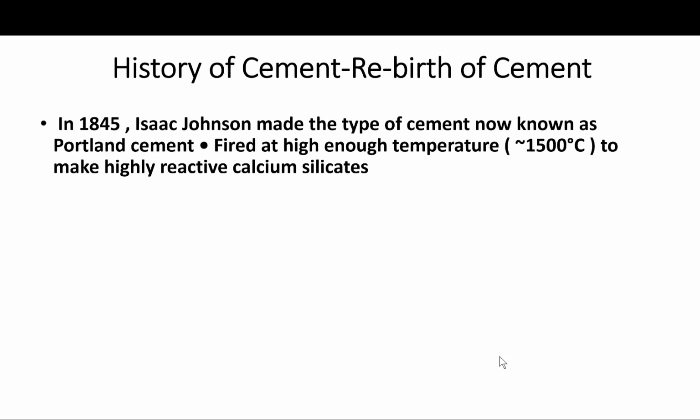In 1845, Isaac Johnson made the type of cement now known as Portland cement. Basically, he fired it at a high enough temperature, maybe on the order of 1500, to make highly reactive calcium silicate. Again, just to re-emphasize, the reactive calcium silicate is what reacts with water and produces the calcium silicate hydrate gel, which is responsible for the strength gain.